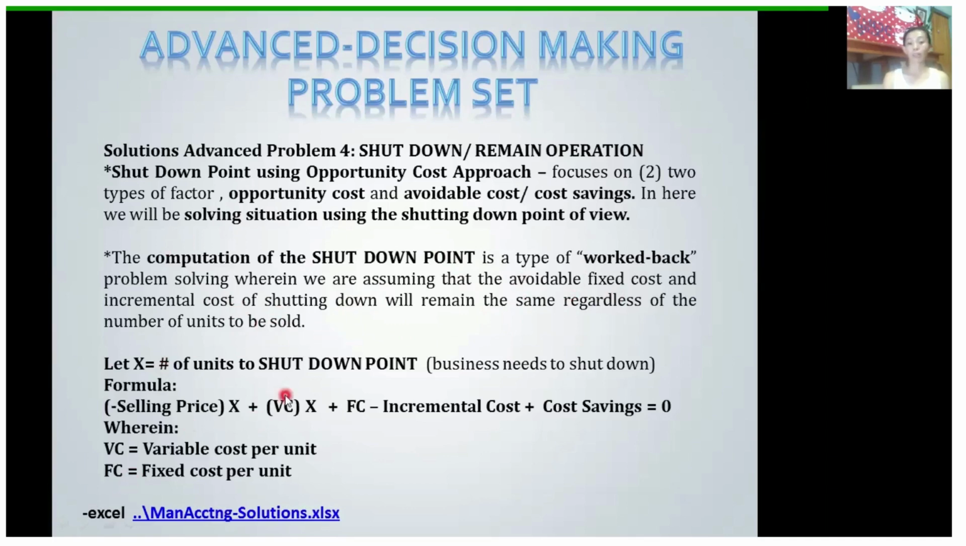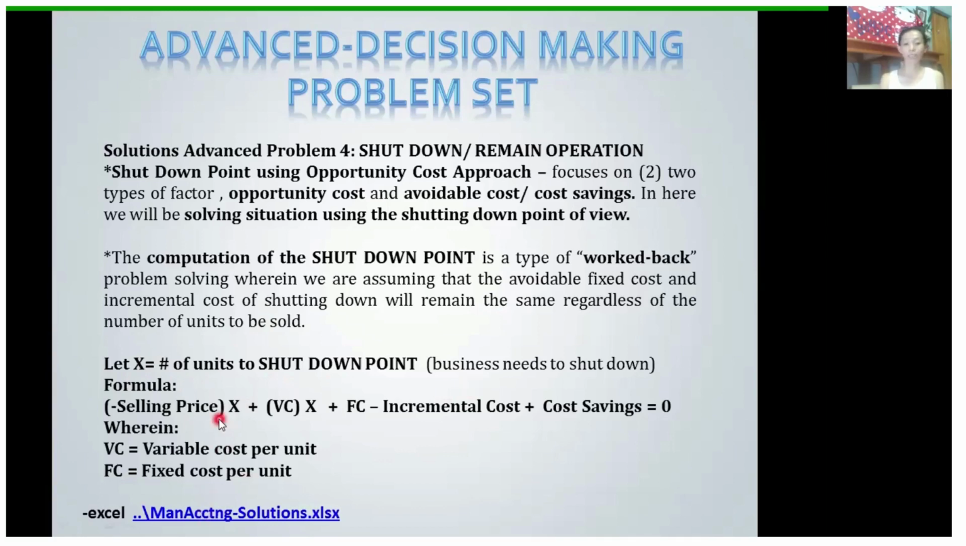So here is the formula for shutdown. Let X, okay, algebra. So let X be equal to the number of units at the shutdown point. This is the number of units identified where the business needs to shut down, or else it will incur losses, further losses or more losses in the future.